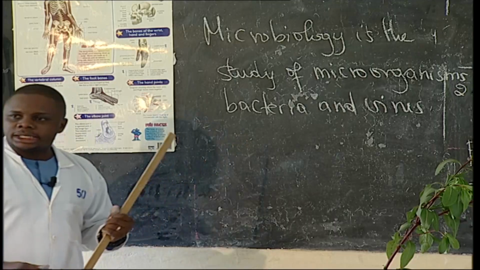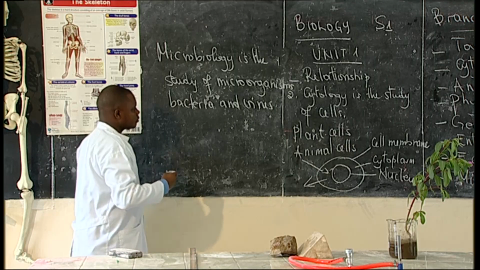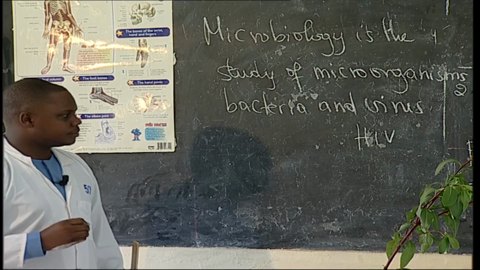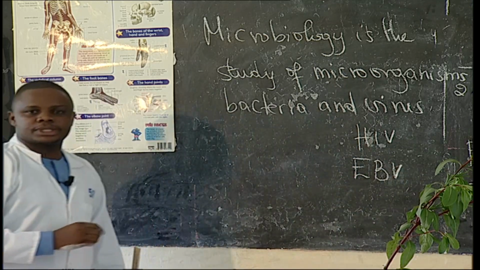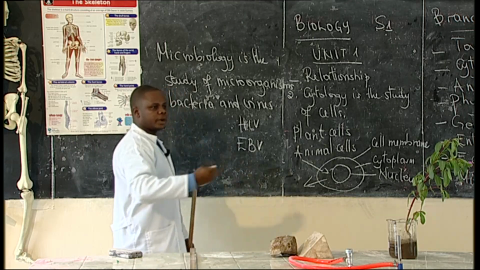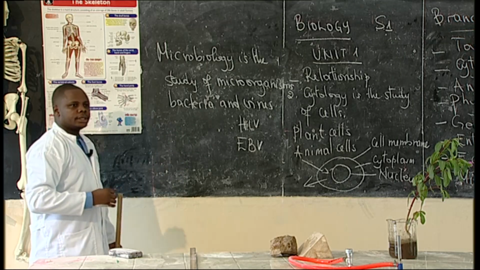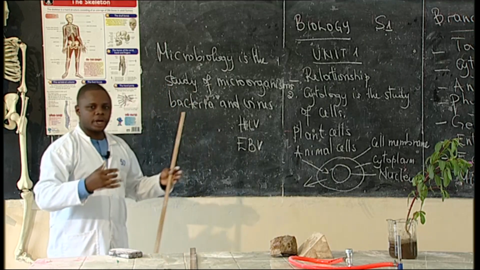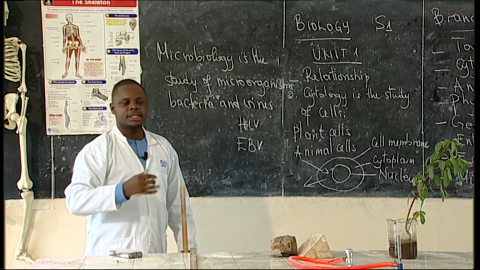Some are dangerous because they cause diseases. Example, HIV is a virus which causes AIDS. Ebola virus causes Ebola. We also have other viruses. We also have bacteria which cause diseases, and some bacteria are also good for environment, like we say cyanobacteria, which is important in nitrogen cycle.